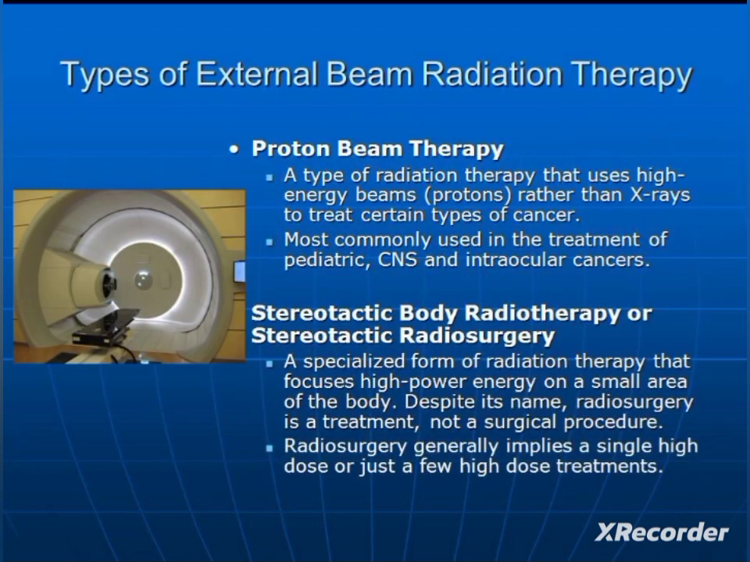Next one, proton beam therapy. Proton beam therapy is a type of radiation therapy that uses high energy beams, that is protons, rather than X-rays to treat certain types of cancer. Most commonly used in the treatment of pediatric, central nervous system or intraocular cancers. So proton beam therapy means here we are using high energy radiations like protons.